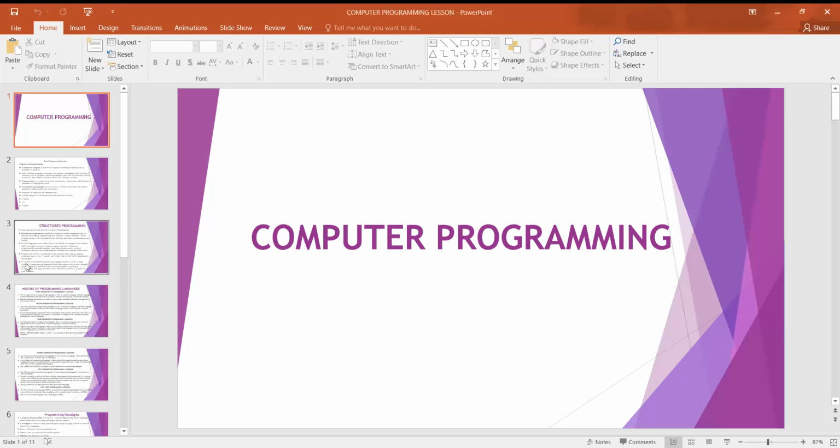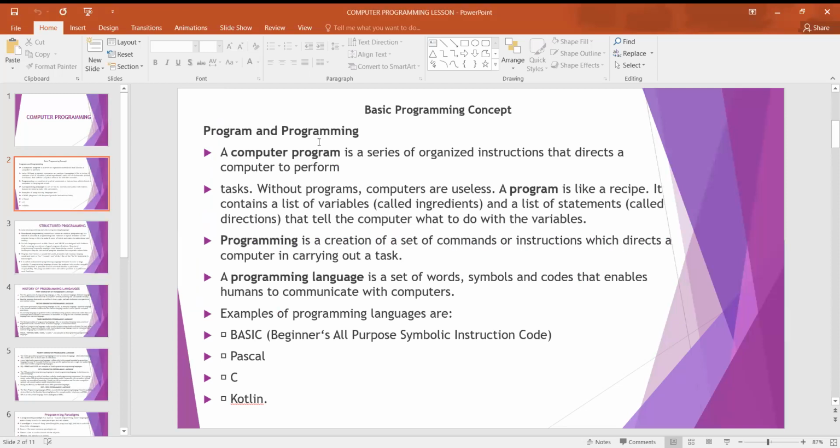So we are going to look at something on computer programming, and let us start with the basic programming concepts that we will be talking about from time to time when we are handling this unit. And the first concept is a computer program. A computer program is a series of organized instructions that directs a computer to perform a specific task.